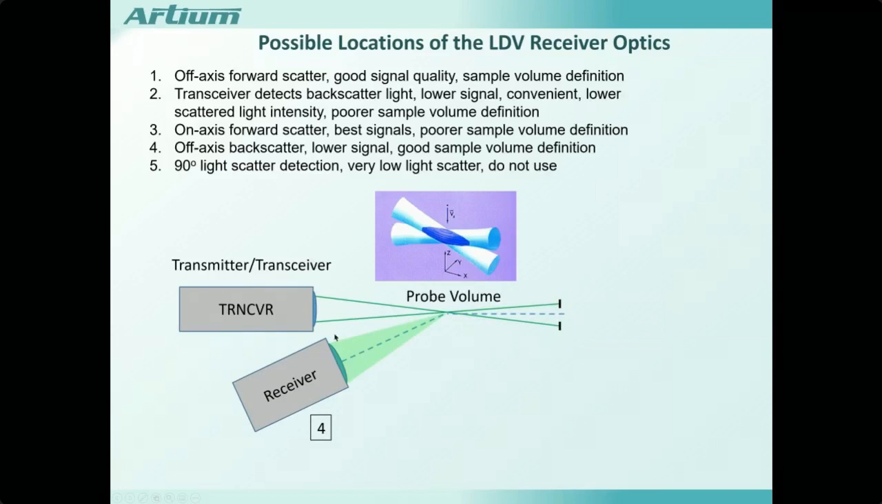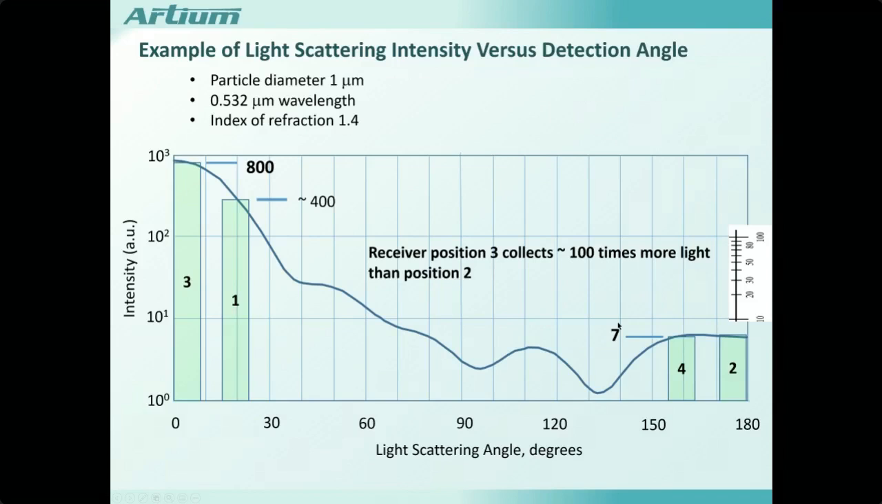And number 4 is off-axis backscatter. And the backscattered light, here we get a better definition of the sample volume, but the scattered light intensity is still not too efficient. So I'll show you that in this slide.